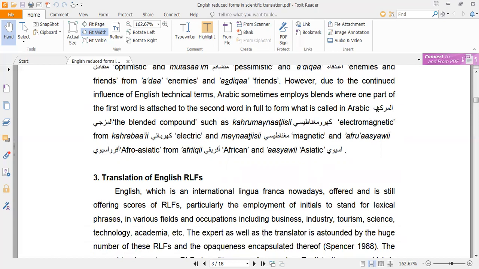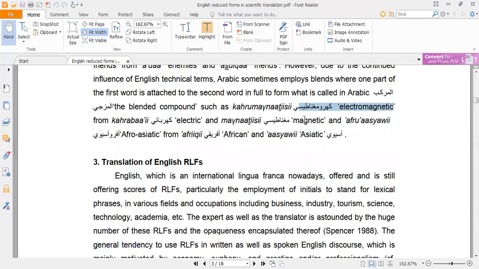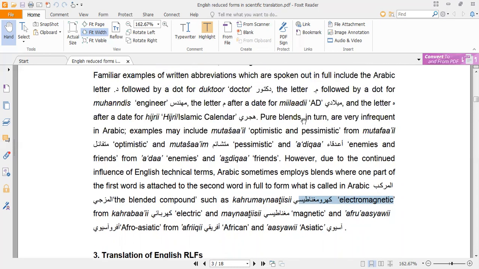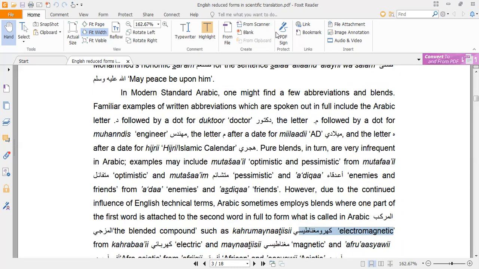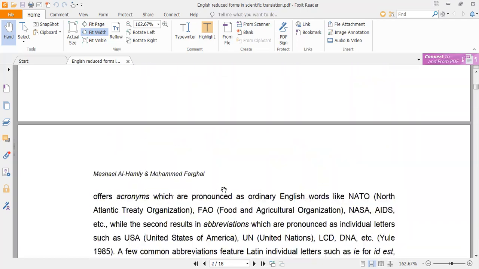also I have the blended compound in Arabic. Here, in كهرومغناطيسي, I take the part كهرو from الكهرباء and I take the second word completely. This first part taken from the first word is attached to the whole second word, and we pronounce it as one word, كهرومغناطيسي. The same with أفرو آسيوي, أفريقي آسيوي, and so on.